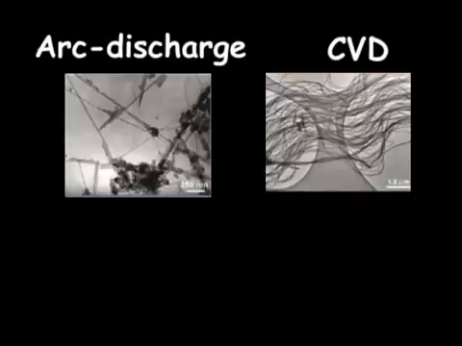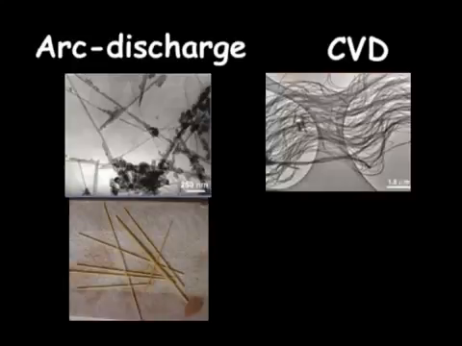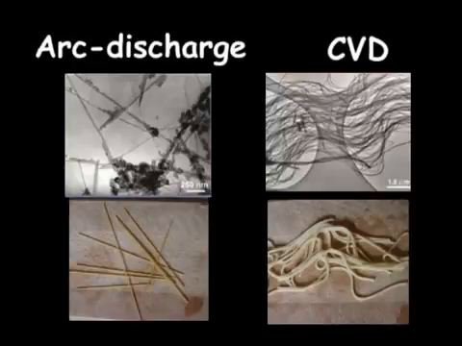I hope it's clear to see that the different production techniques produce samples of very different qualities with different structured nanotubes. Nicole gave me a great example. Nanotubes look like spaghetti. When they are produced by arc discharge they look uncooked. When they are produced by CVD they look cooked.